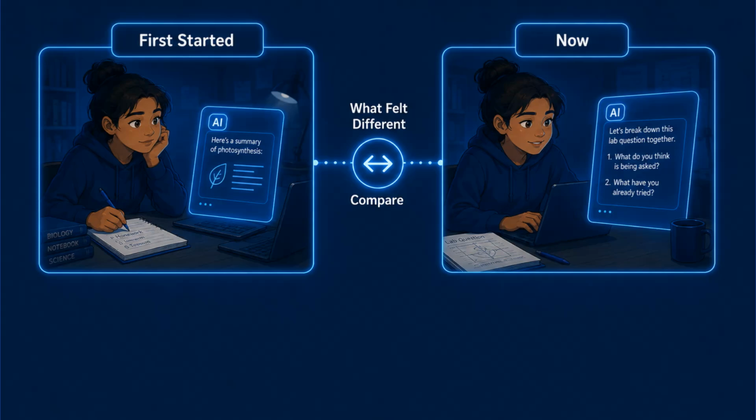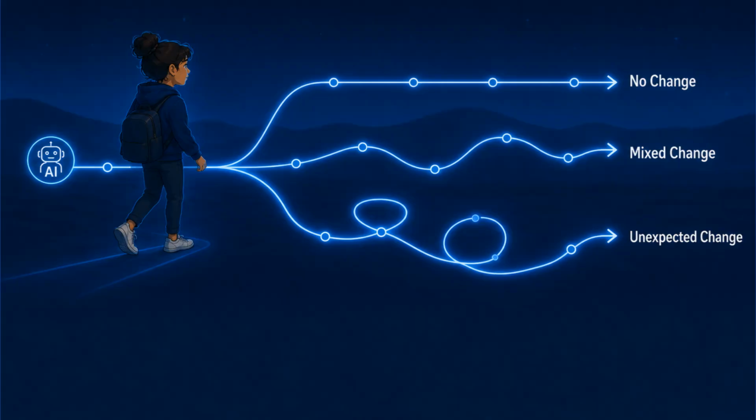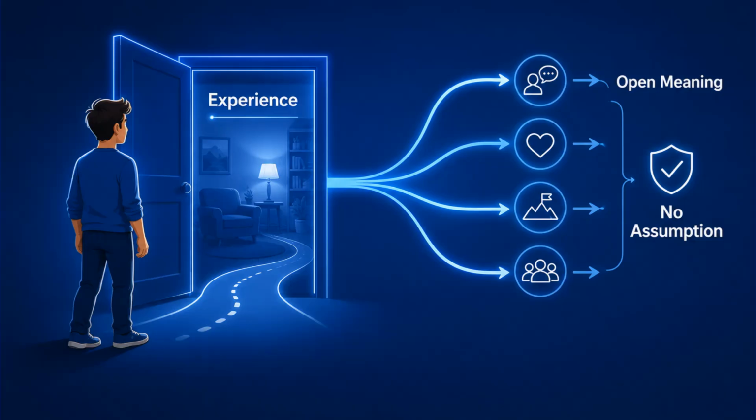A stronger interview question would be, think back to when you first started using AI for schoolwork. What felt different then compared with now? This invites comparison across time. You might also ask, walk me through how the way you use AI has changed over time if it has. This version leaves room for no change, mixed change, or unexpected change. This is what good interview questions do. They invite the participant into experience without deciding the meaning in advance.